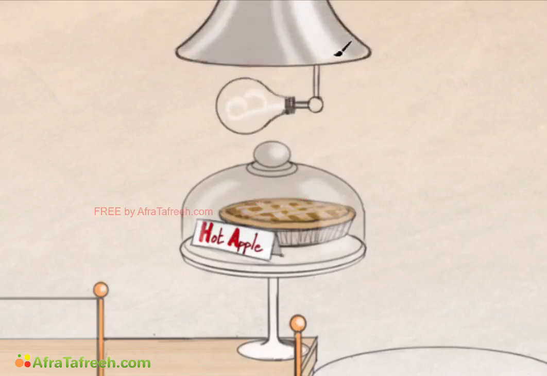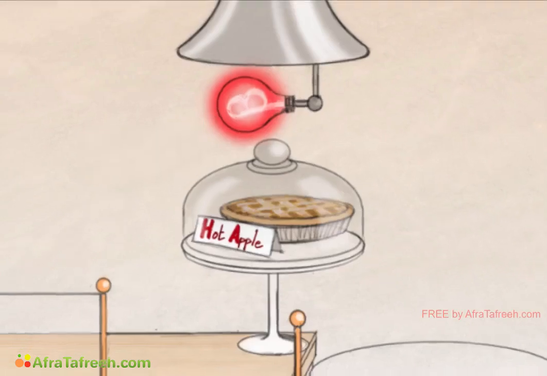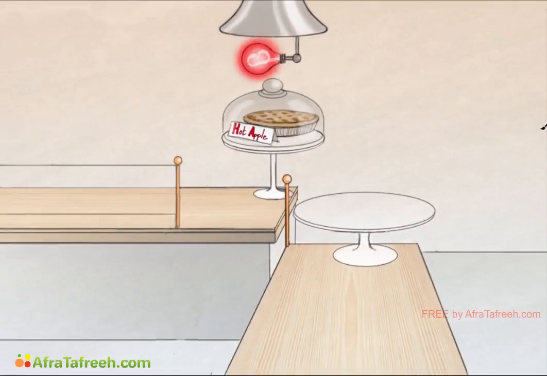Now we're drawing a heating lamp over the pie. Notice anything special about the bulb? Yep, that B in the bulb's filaments means that it's our beta hemolytic light bulb. So Group A strep is beta hemolytic. Let's dive into some clinical features of pyogenes and discuss the pyogenic infections that it can cause.